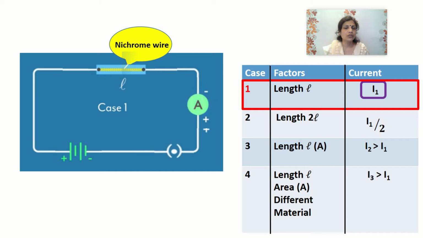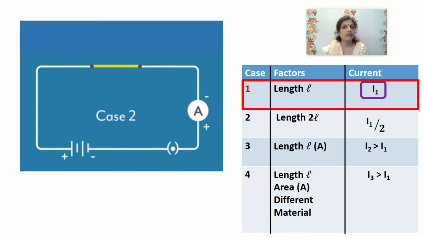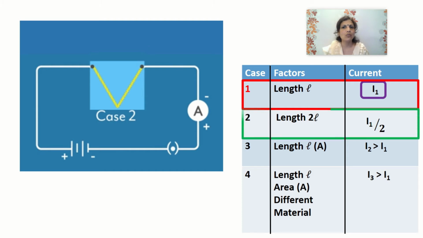Now let's consider case 2. In case 2, we will consider a wire which is double the previous one, meaning that now we are taking a wire whose length is 2L. Now if you check the reading of the ammeter, you will realize that the current flowing through the circuit is half of the previous value. So it is I1 upon 2. Meaning that when you double the length of the wire, the current flowing through the circuit becomes half.